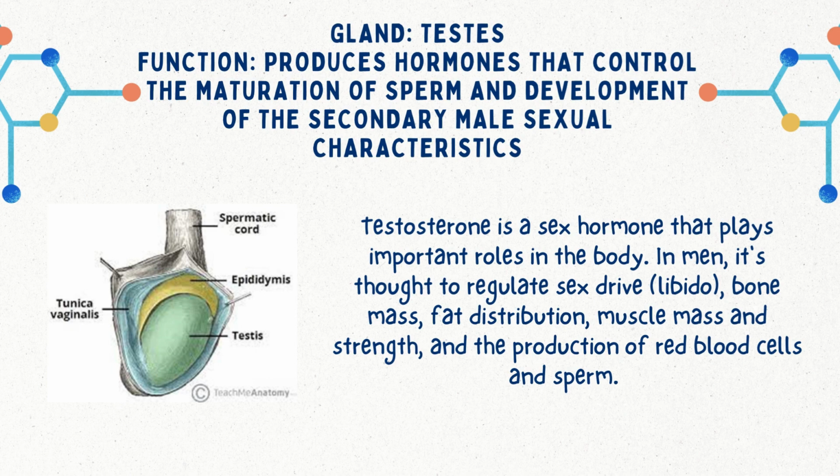Next is the testes. Its main function is to produce hormones that control the maturation of sperm and development of the secondary male sexual characteristics. The hormone that the testes release is testosterone, which is a type of sex hormone that plays important roles in the body. In men, it's thought to regulate sex drive or libido, bone mass, fat distribution, muscle mass and strength, and the production of red blood cells and sperm.